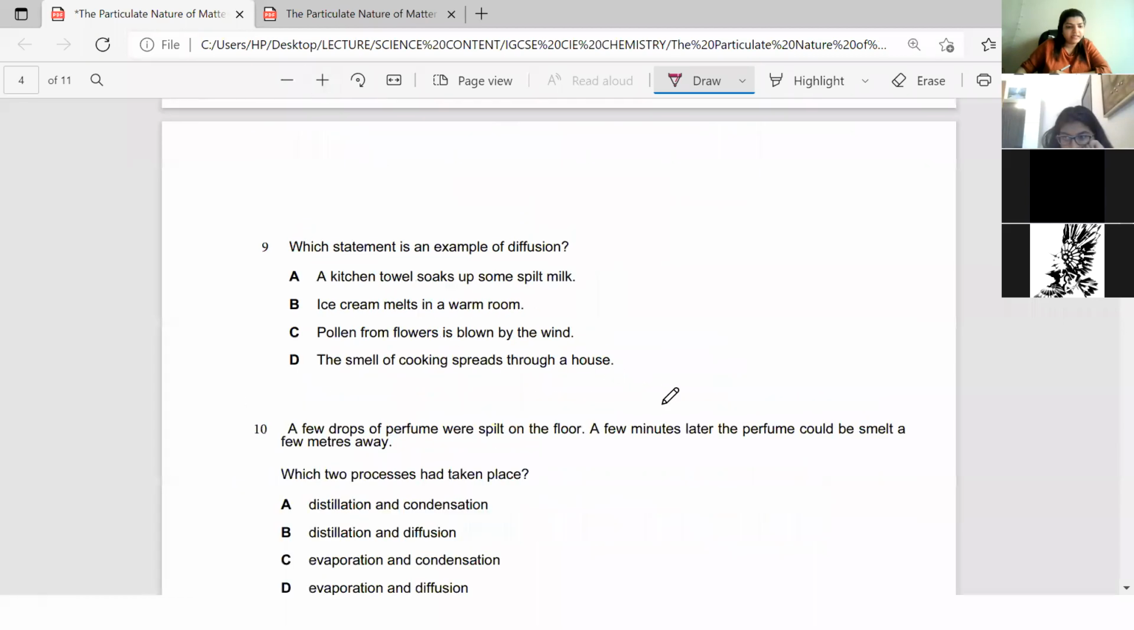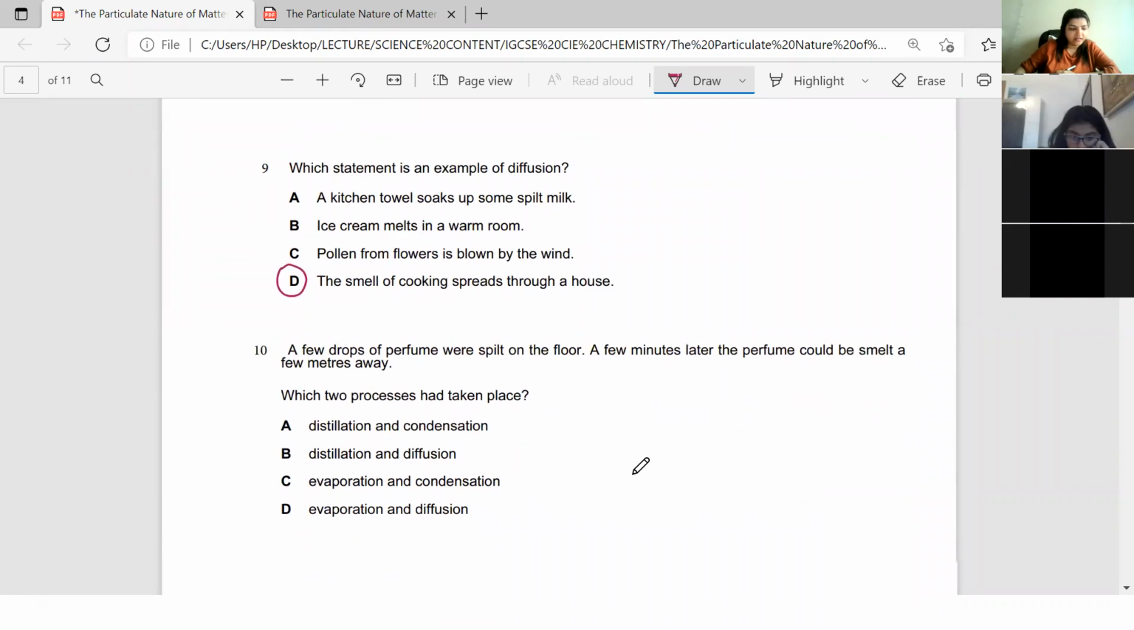Which statement is an example of diffusion? The smell of a cooking spreads through the house. D. Yes, that's correct. So diffusion, the smell of cooking spreads through a house. That's absolutely correct. So ninth one, correct.